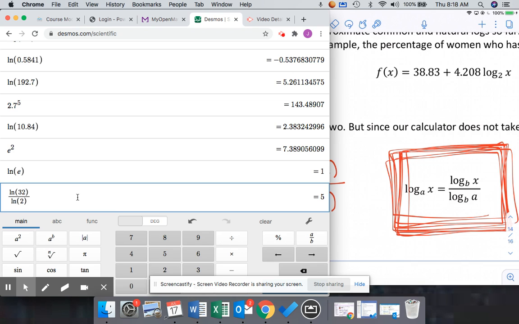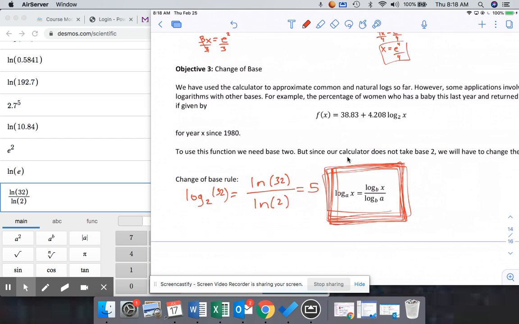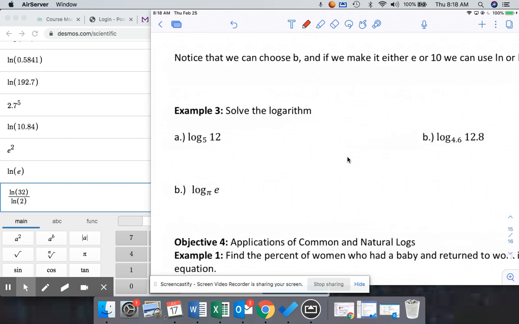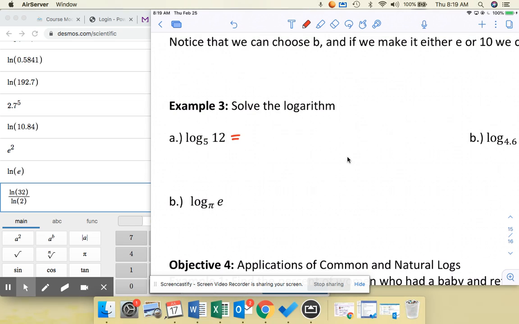So we have figured out log base 2 of 32. Even though there's no button for log base 2 in the calculator, we can figure out that it's equal to 5 because of this change of base formula. So let's take a look at a couple more. We've got log base 5 of 12. I'm just going to prove to you it does work with common log as well. Argument up top, base in the bottom.